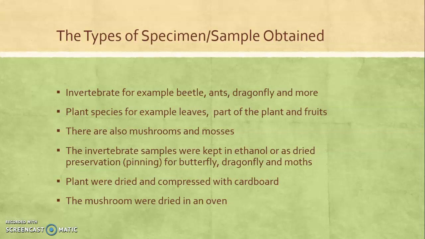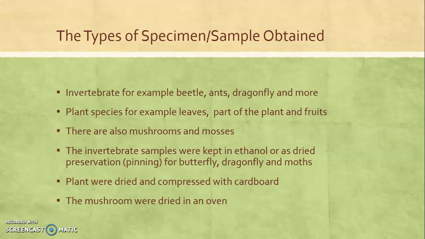The specimens were kept in two different conditions, which are wet specimen and dry specimen. For invertebrates, there are several different preservation methods that are used, some of which include dry preservation, pinning, and liquid preservation. The specimens were kept in alcohol. For plants, the specimen may be whole plants or plant parts.